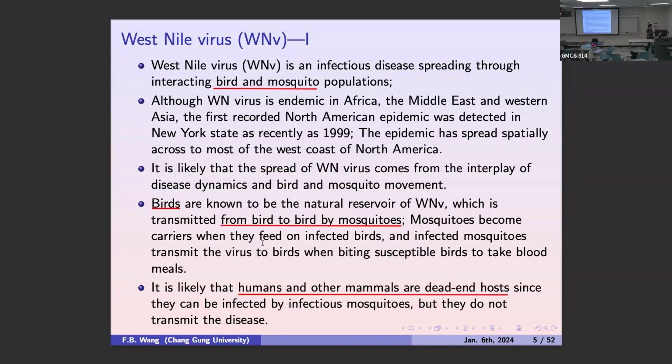Birds are known to be the natural reservoir of this virus, and it is transmitted from bird to bird by mosquitoes. Humans and other animals are dead-end hosts. They can be infected, but they cannot transmit the virus. So that is the difference.